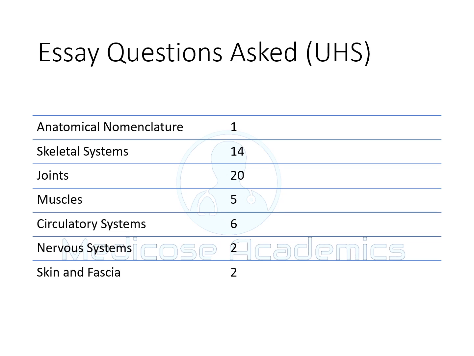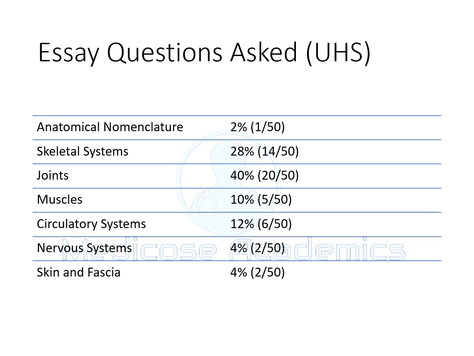There is skeletal system, joints, muscle, circulatory, nervous, and skin fascia. You can see the essay questions asked by the UHS in the past years. So it can help us prioritize. Let's give it a percentage of the total number of questions that have been collected.